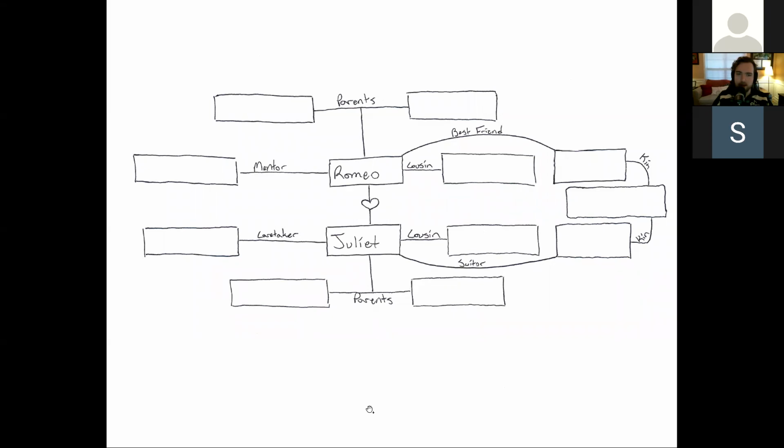So Romeo and Juliet, we'll start on Romeo's side. So Romeo has two parents. Romeo's parents are Lord Montague, who is his dad, and Lady Montague. Now, this is their last names.